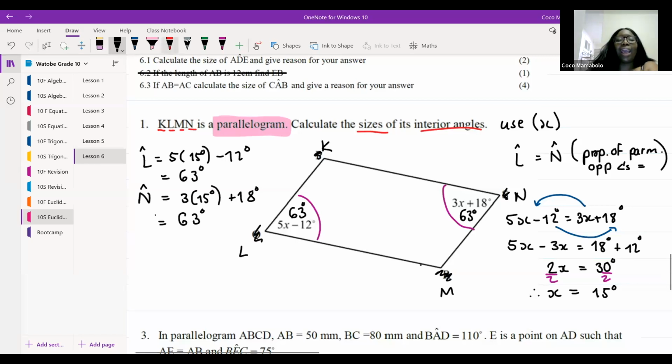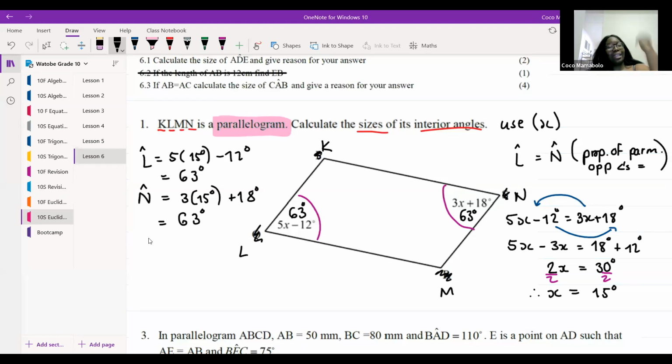But now lies the issue of angle K and angle M. We also know that the interior angles of a quadrilateral are equal to how much? How much are they equal to? That's it, Lunabile. I knew you knew, guys. I'm asking a dumb question.